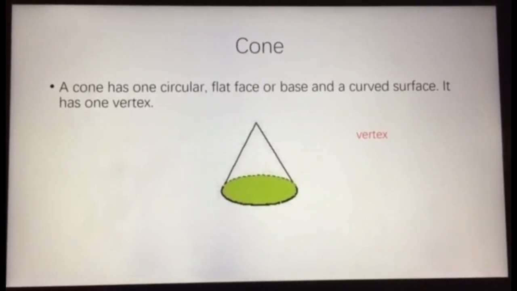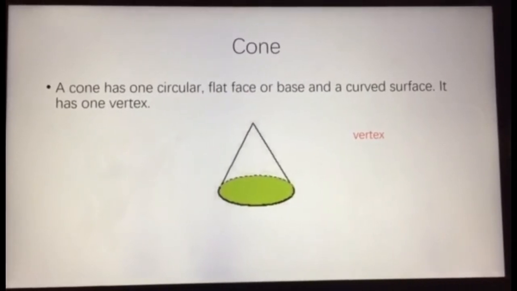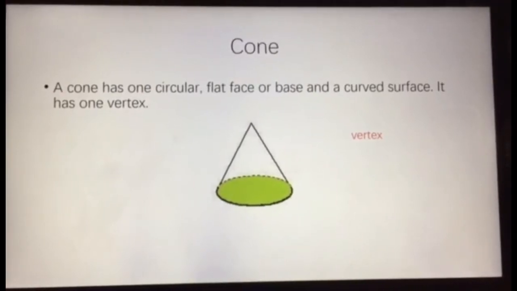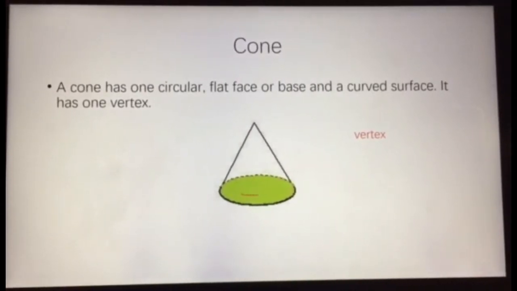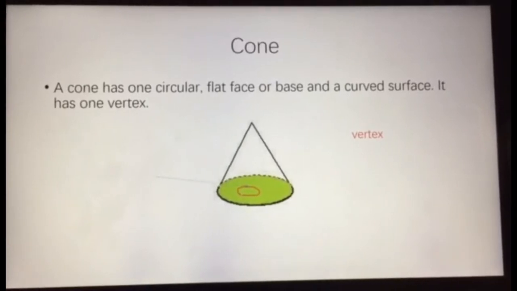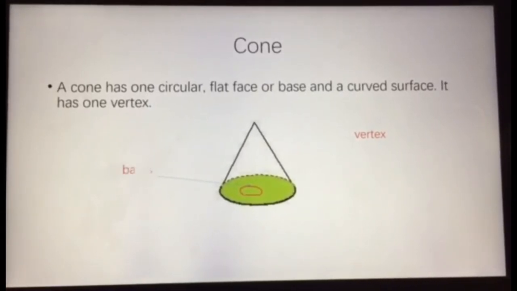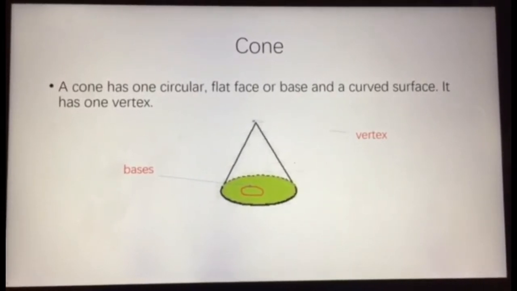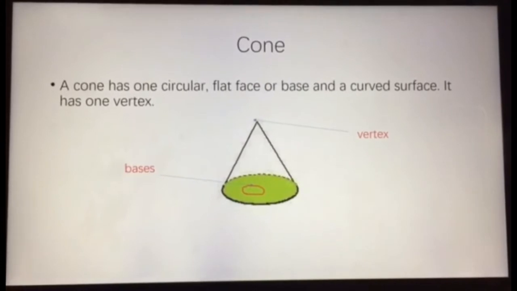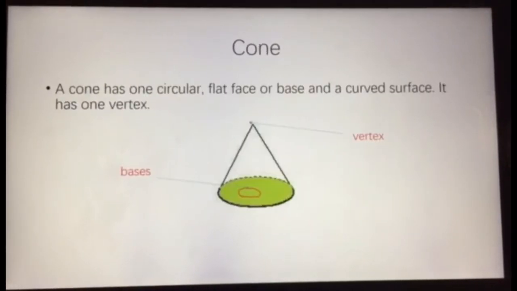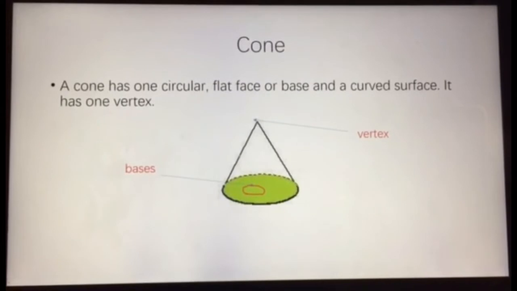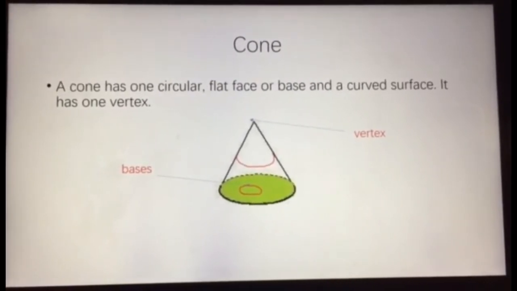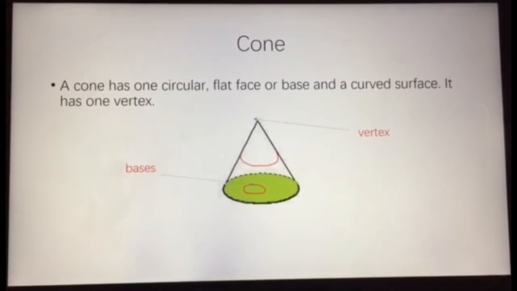All right, cone. We are not unfamiliar with cone shape, ice cream cones, right? A cone has one circular flat face, this is a circle, or the base of it, and a curved surface. Here's the vertex. I didn't label the curved surface, but it goes all around like that. And it has one vertex. This is a cone.